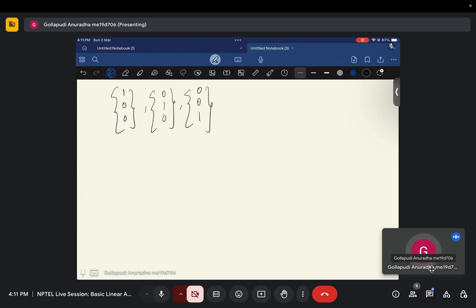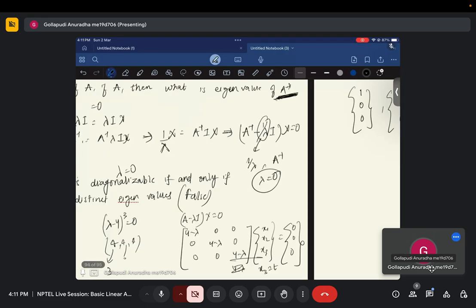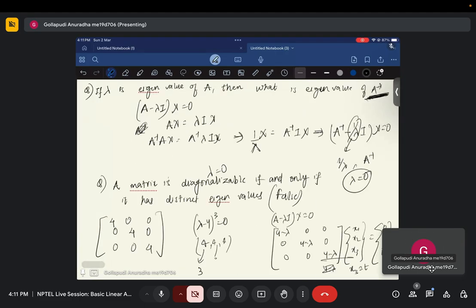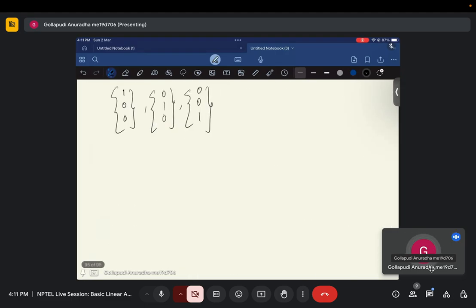Is it clear till here, how we are getting eigenvectors for this? Yes, ma'am. So for eigenvalue 4, the algebraic multiplicity is 3, and the geometric multiplicity is also 3, right? So the defect will be 0. If the defect is 0, then you can diagonalize the matrix.